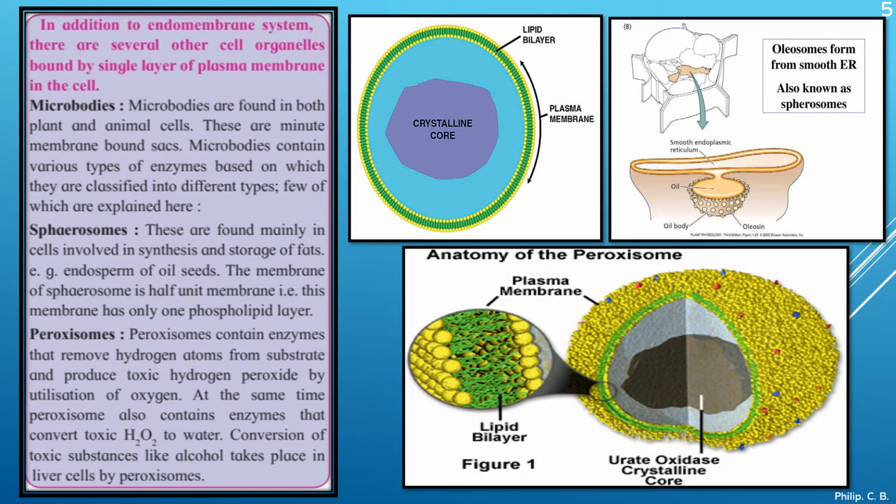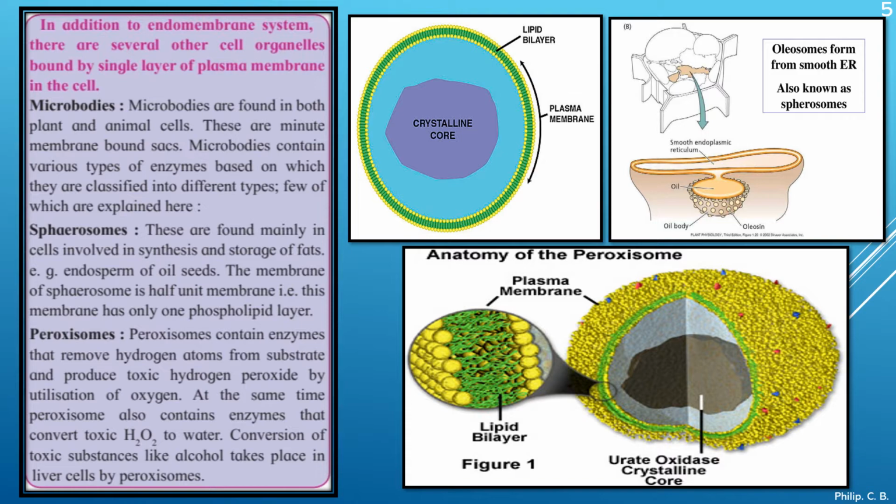Microbodies are found in both plant and animal cells. These are minute membrane bound sacs. Microbodies contain various types of enzymes based on which they are classified into different types, a few of which are explained here. So here in short we are learning about spherosomes and peroxisomes. Spherosomes are found mainly in cells involved in synthesis and storage of fat. So what do spherosomes do? Storage of fat and also synthesis, that is production, we can say.